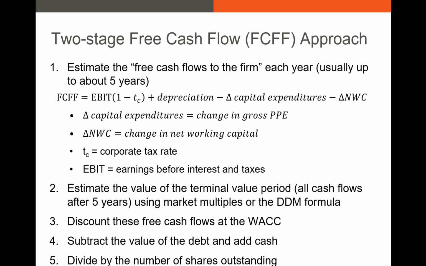So if we are purchasing supplies to make inventory, that takes cash out of our hands, and that's going to decrease our free cash flows to the firm. So we just plug these in to get our free cash flows to the firm. We go through the entire 2-stage DCF process using these free cash flows, discount them using the WACC, subtract out the debt, add the cash, and divide by number of shares outstanding, and we're done.